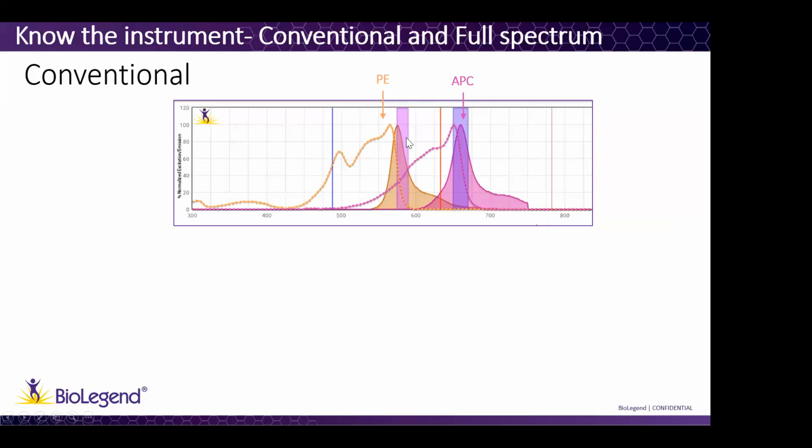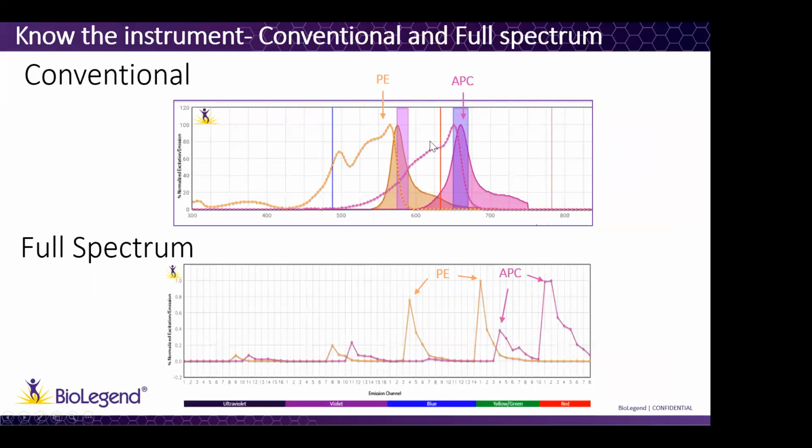And then we have filters. So when this PE starts to emit the light, we will collect, here you can see the emission maximum for the PE. We will collect only those photons that will hit this filter and not anything else. So in this way, we will detect the signal from the PE and APC and they are not overlapping.